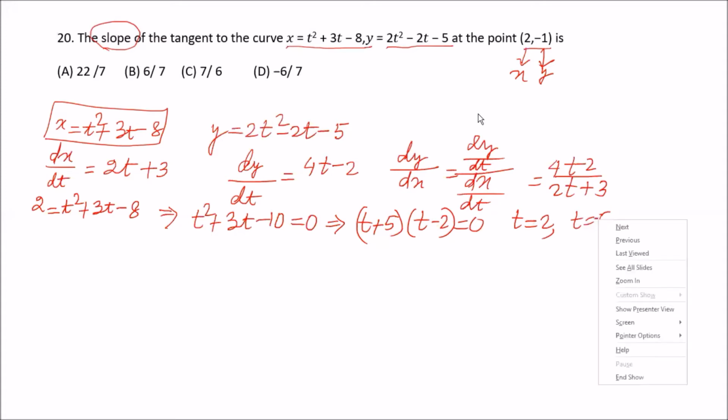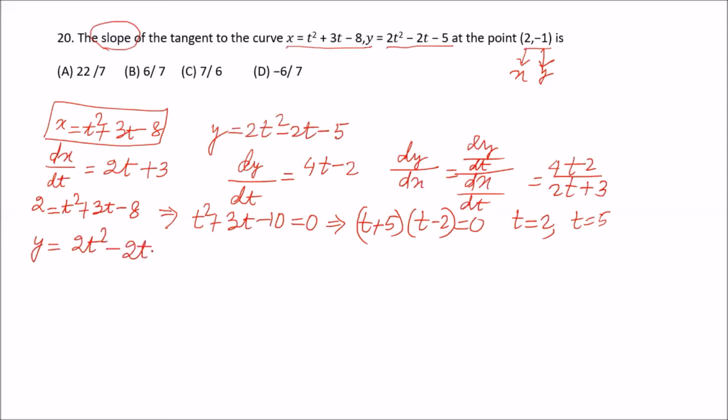Then we don't know which one we will put, so we will verify from y. Now go for y. What is y? Y is equal to 2t square minus 2t minus 5. What is y? Y is equal to minus 1. So I'll write 2t square minus 2t minus 4 is 0. Or I'll take common, t square minus t minus 2 is 0. So this gives me t minus 2 into t plus 1 is 0.